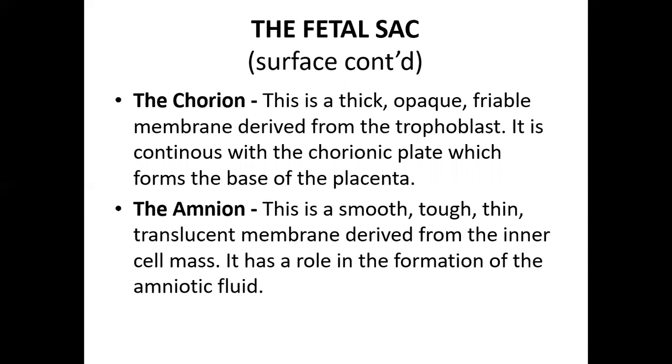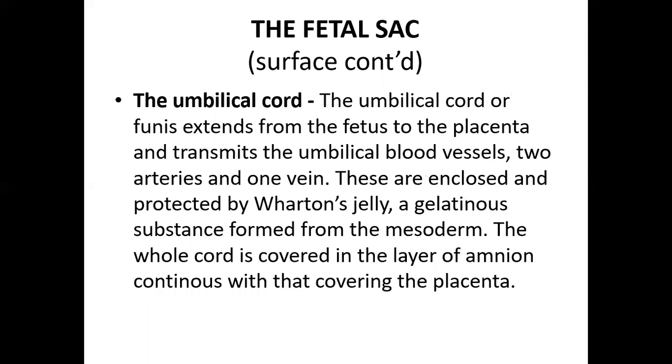So that's the first one. We have the chorion. The amnion, this is the smooth, tough, thin, translucent membrane derived from the inner cell mass. It has a role in the formation of the amniotic fluid. So the one that is inside is the amnion. The one that is outside is the chorion. So we need to take note of that.